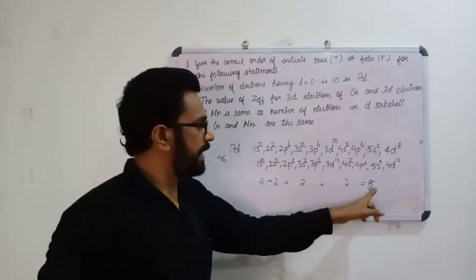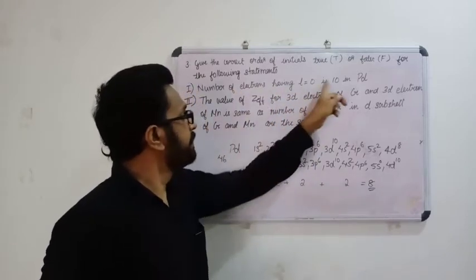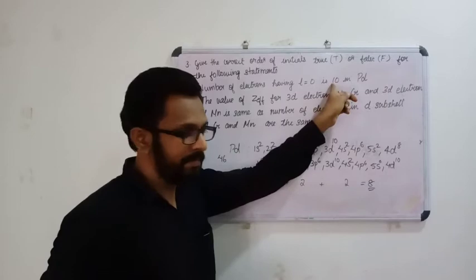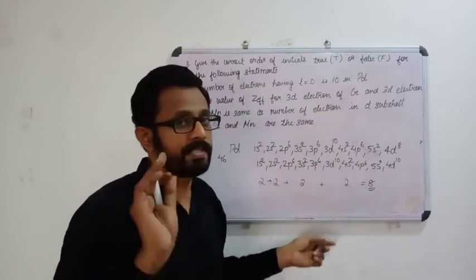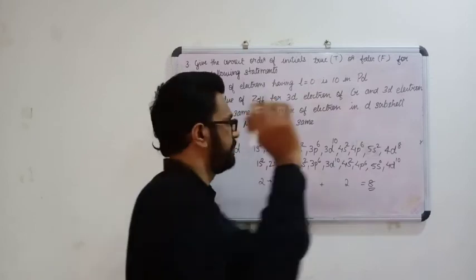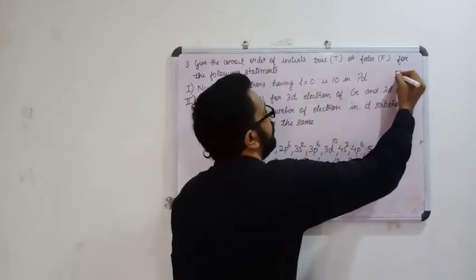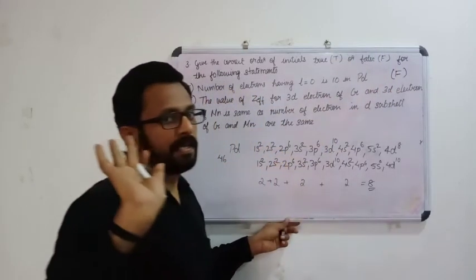So we have got 8. What was given in the question? It says 10, but we got 8. That means the first statement is false. The first statement is false. Is it clear?